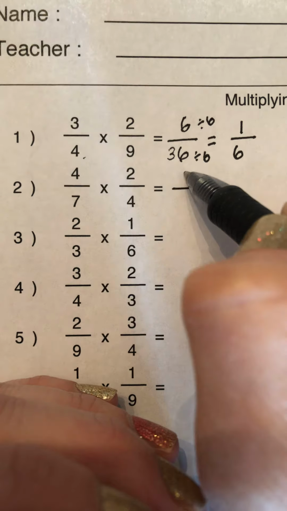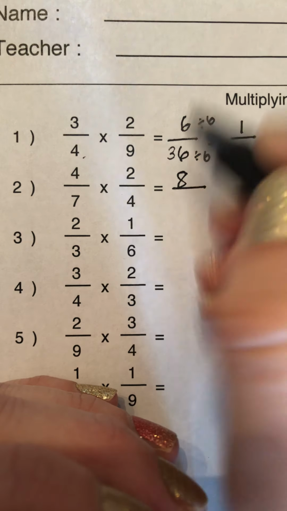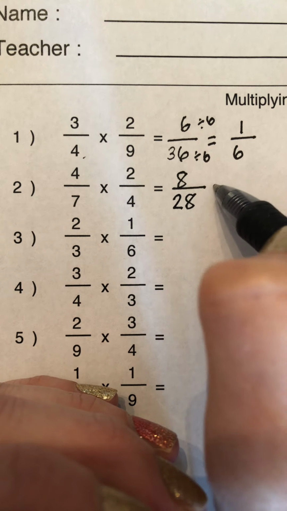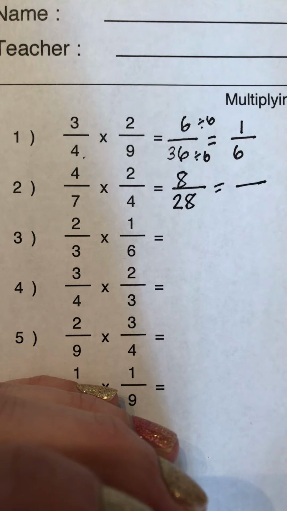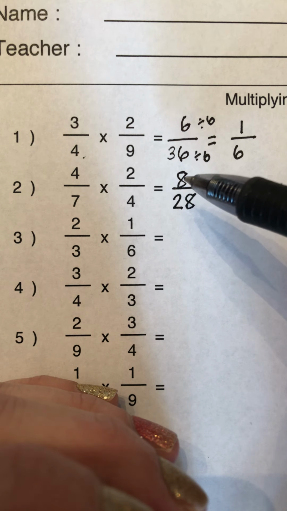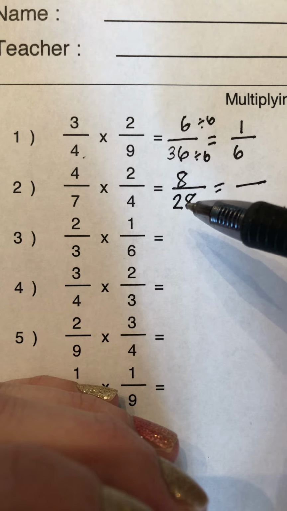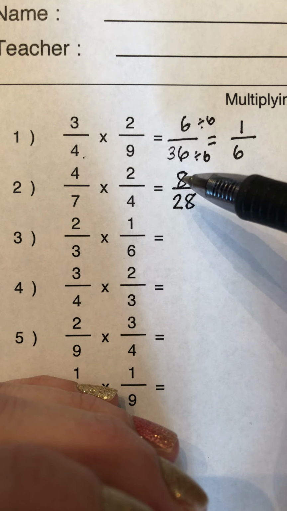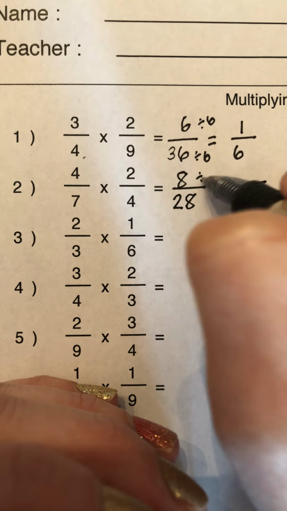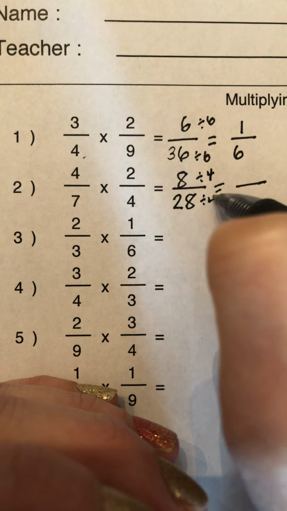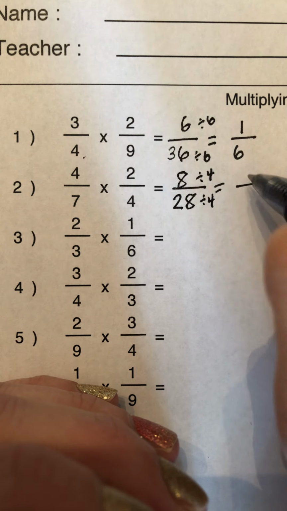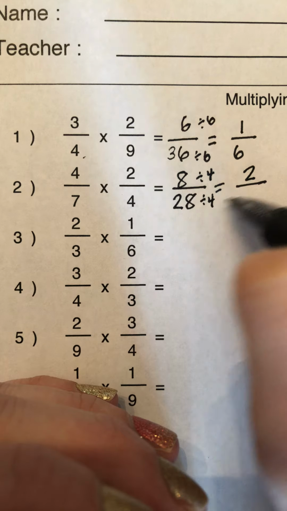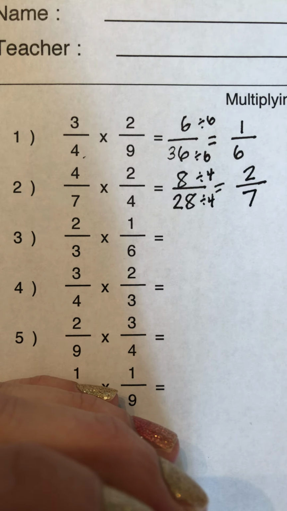4 times 2 is 8, and 7 times 4 is 28. Again, I'm going to look at those and see how I can put it in simplest form. What number goes into both 8 and 28? So I know that 4 goes into 28, and 4 also goes into 8, so I'm going to divide them by 4. Okay, and so 8 divided by 4 is 2, and 28 divided by 4 is 7, so that would reduce to 2/7.